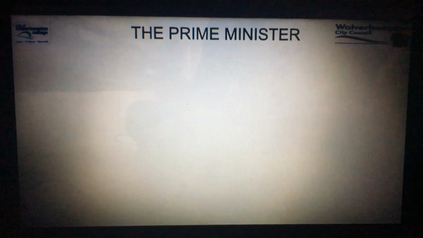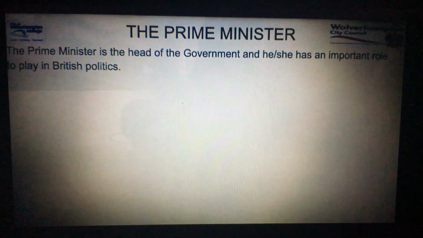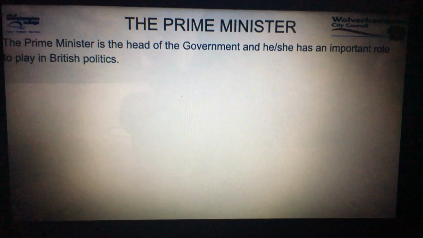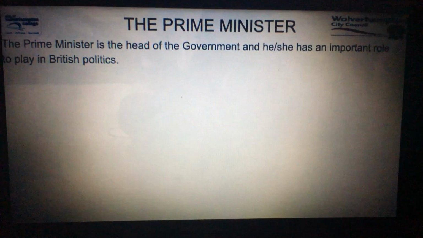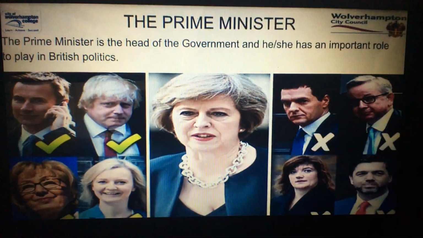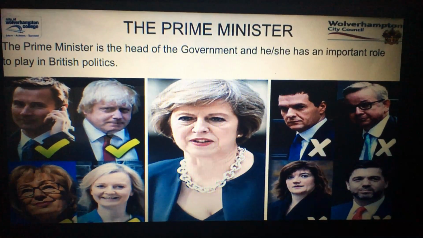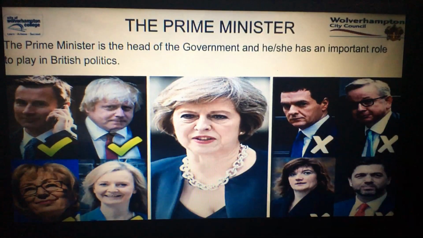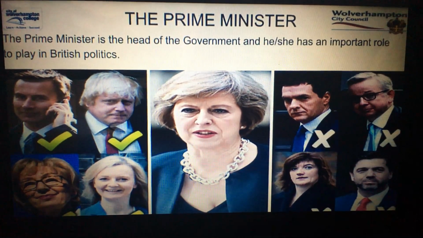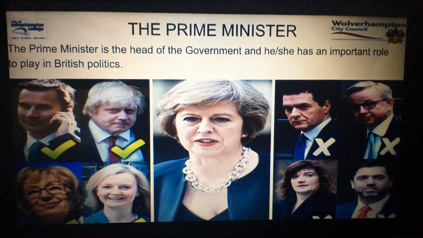The Prime Minister. The Prime Minister is the head of the government, and she has an important role to play in British politics. She is also the leader of the political party with the most seats in the House of Commons. Currently the Prime Minister of the UK is Theresa May. The Prime Minister is the one who appoints and dismisses the ministers in his or her cabinet.